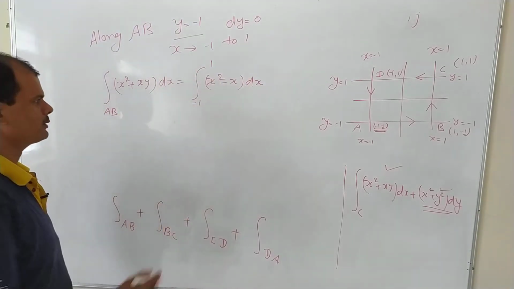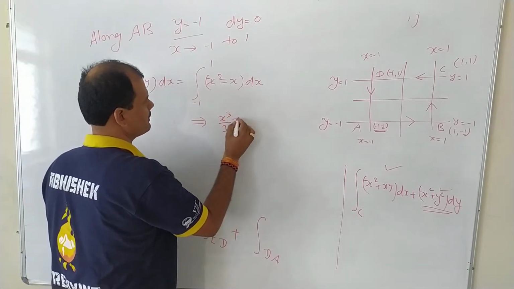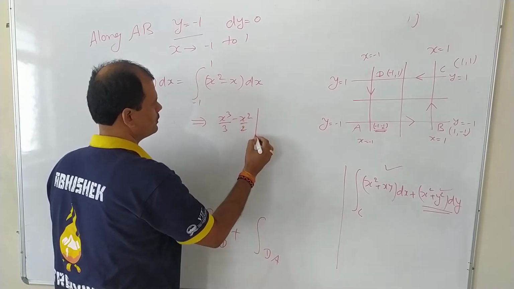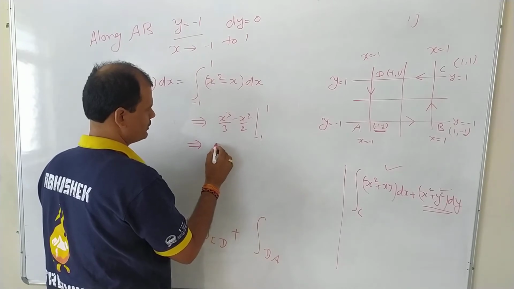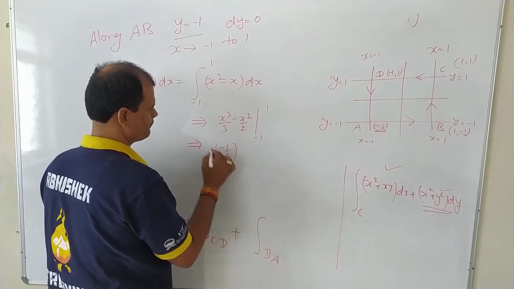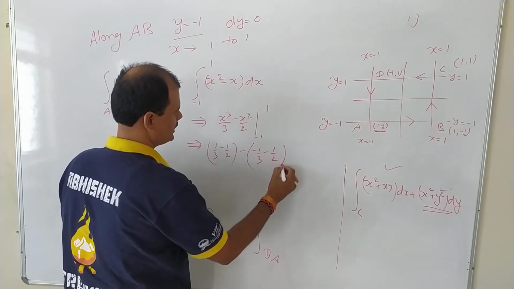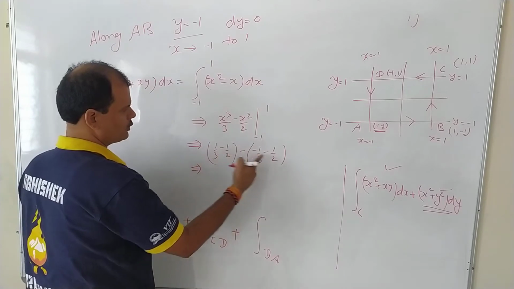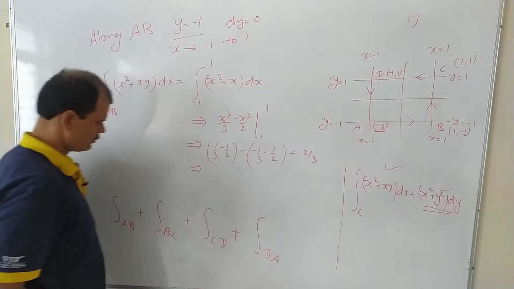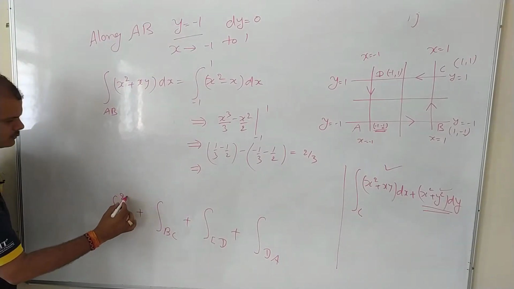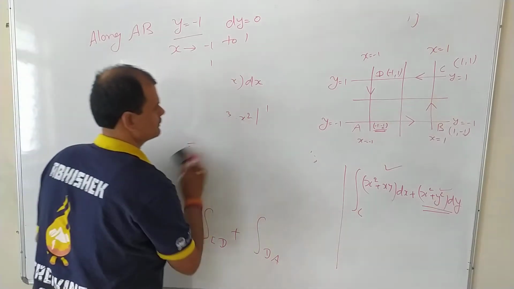So this is the integral about the line AB. We get x cube by 3 minus x square by 2, from -1 to 1. If you substitute upper limit minus lower limit, we get 1 by 3 minus 1 by 2 minus, minus 1 by 3 minus 1 by 2. So the 1 by 2 will be cancelled, and we get 2 by 3. So along the AB we are getting 2 by 3. Fine, clear?